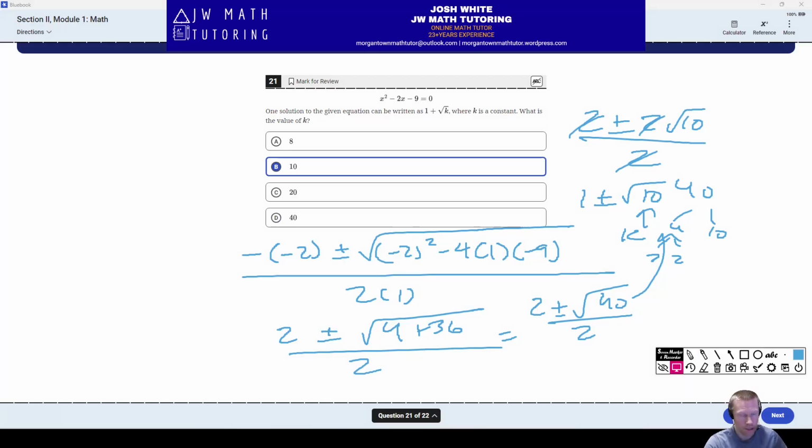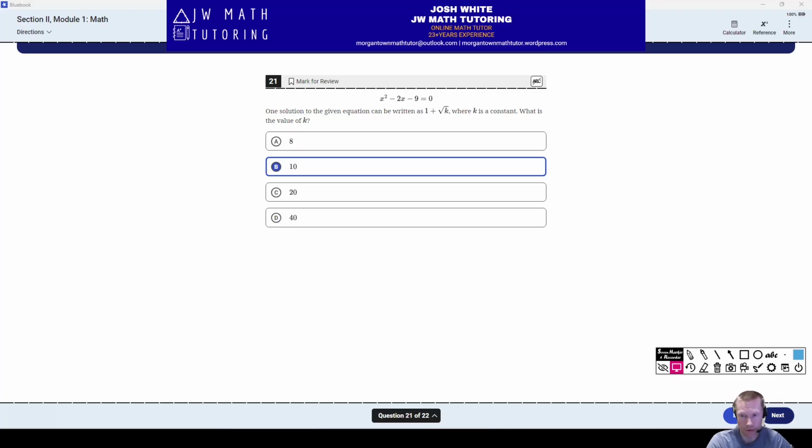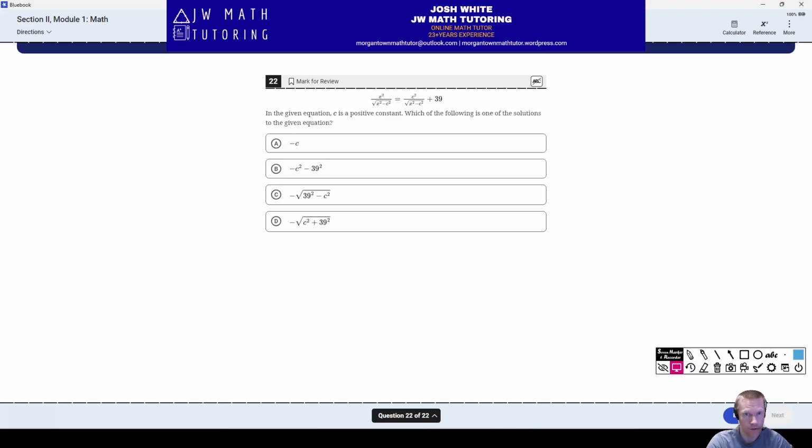Okay, so if you wanted to do it by hand, that's how you could do it with the quadratic formula. But again, it's so much quicker just to do it in Desmos.